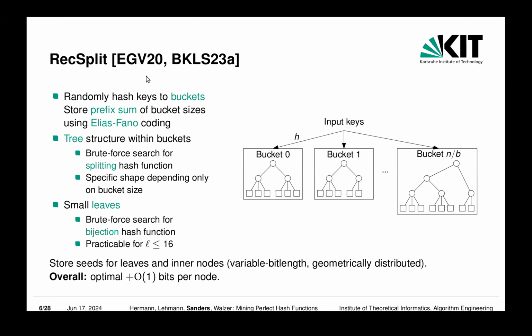An interesting result basically combined ways of breaking the problem. First you randomly hash the keys into buckets. And you can store prefix sums of the bucket sizes. And that basically reduces the problem to building a perfect hash function per bucket, because when you evaluate the hash function, you look at the bucket your element is mapped to and add the prefix sum. And then if you use a standard compression technique like Elias-Fano coding, you can do that space-efficiently.